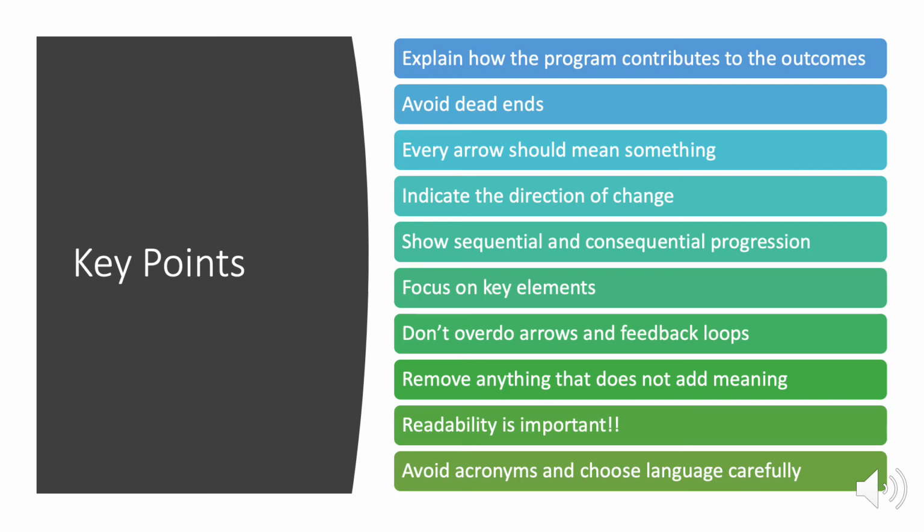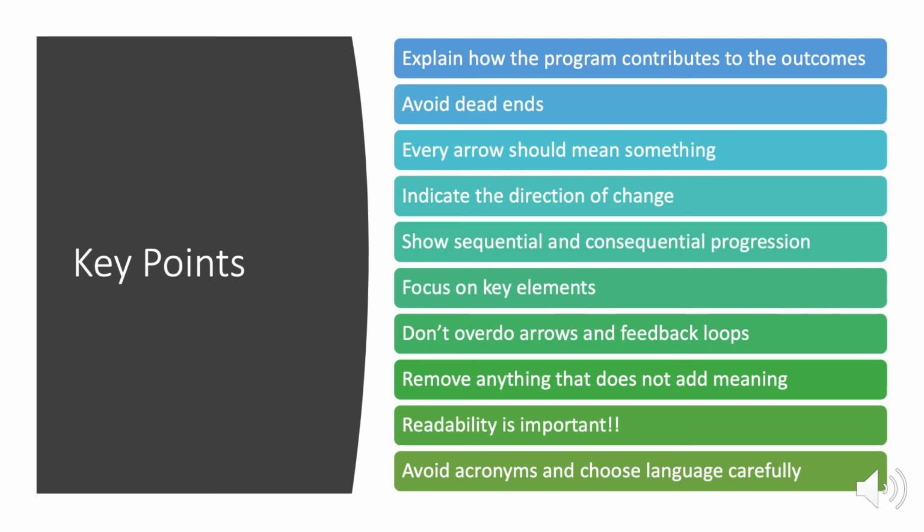You want your model to focus on the key elements of your program. So sometimes we have to get really focused and consider the scope to make sure our logic model makes sense and is clear. To that end as well, we don't want to overdo our arrows and feedback loops. Sometimes just because one thing can inform another doesn't mean we need to have arrows for everything. We really want to communicate the key aspects of the program. And so we want to remove anything that doesn't contribute to that goal.